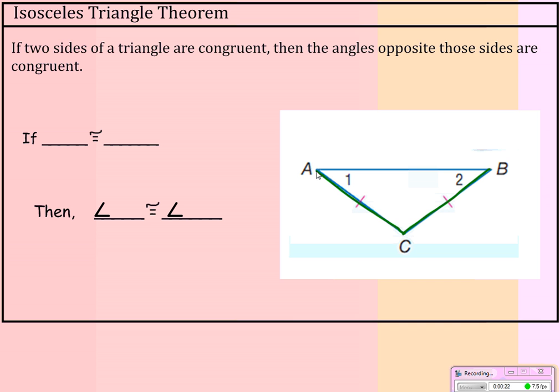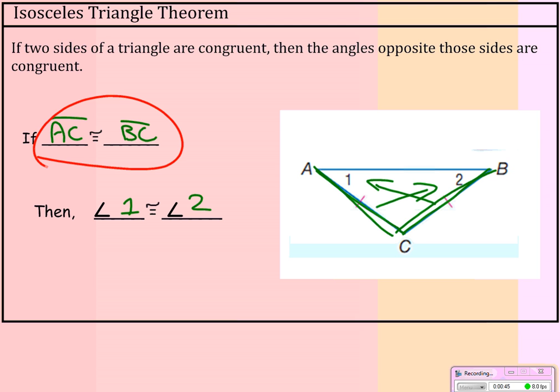Now, in that situation, if I've got an isosceles triangle with two sides equal to each other, what I can then say is that the opposite angles are congruent to each other. So if these two are my congruent sides, the opposite angles are also congruent. That works backwards and forwards. If I can say this, then I can say this, but I can also flip it around. If this is true, I can also say it's isosceles.